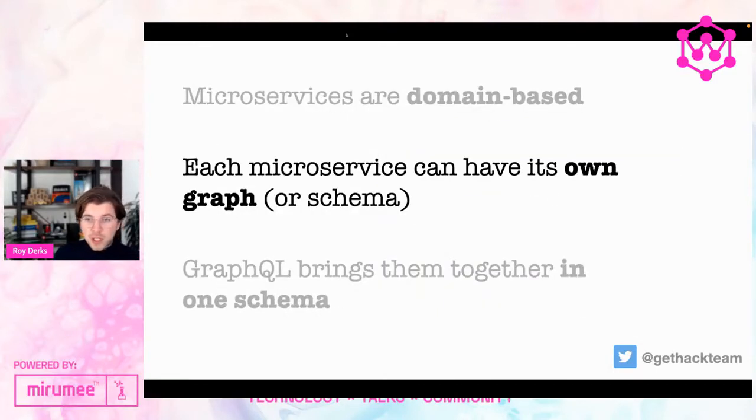And then the nice thing, if you combine them with GraphQL, is that each microservice can have its own graph or schema in this case. So whenever you'll be using GraphQL for your microservices, it is advised to create a schema for every service. So every service should have their own schema. And then later on, there are multiple ways to bring them together in one schema. But first, let's have a look at those graphs.